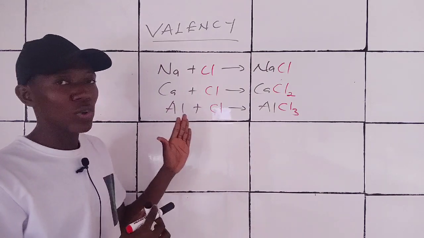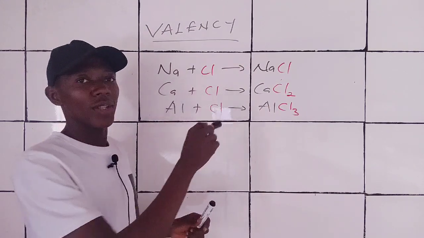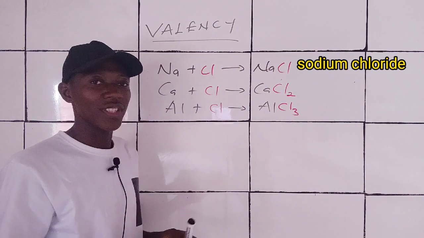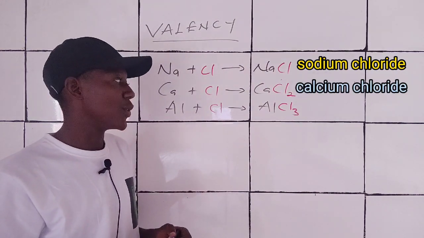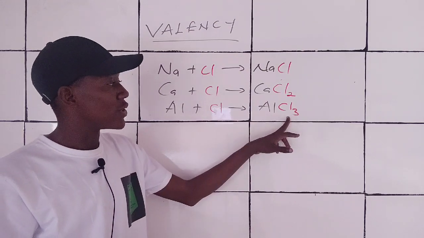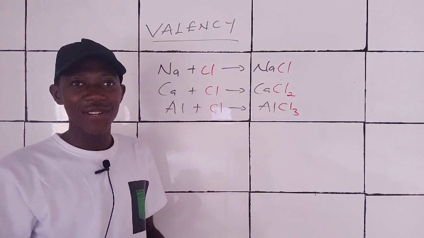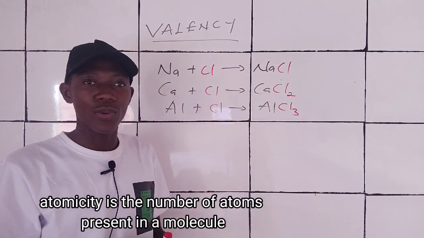Now you can see that the products differ in some aspects. Sodium combining with chlorine will give sodium chloride, calcium combining with chlorine gives calcium chloride, and aluminium combining with chlorine gives aluminium chloride. And you can see the number of chlorine atoms, the atomicity of chlorine here, is changing. We know that atomicity is defined as the total number of atoms in a molecule of a compound.